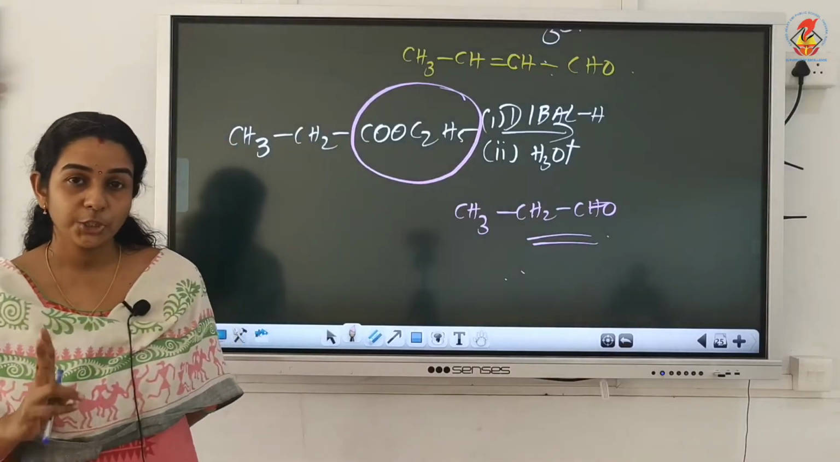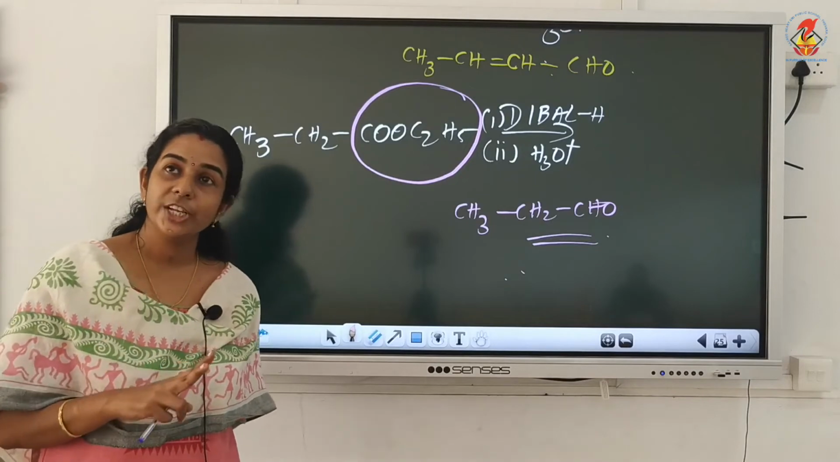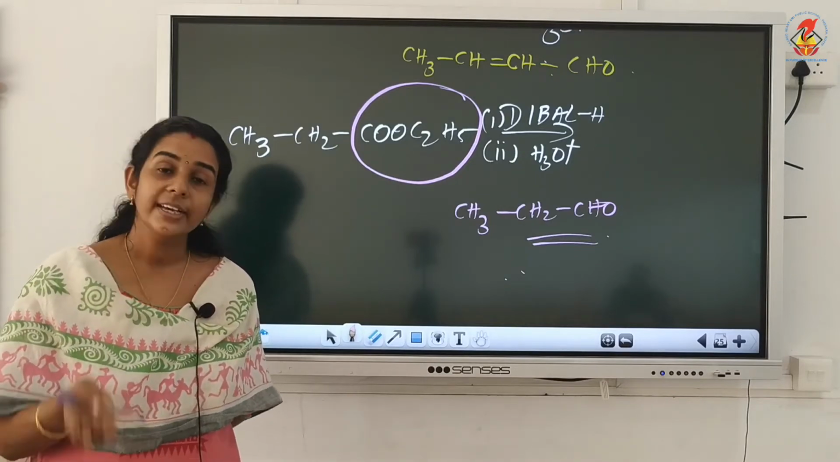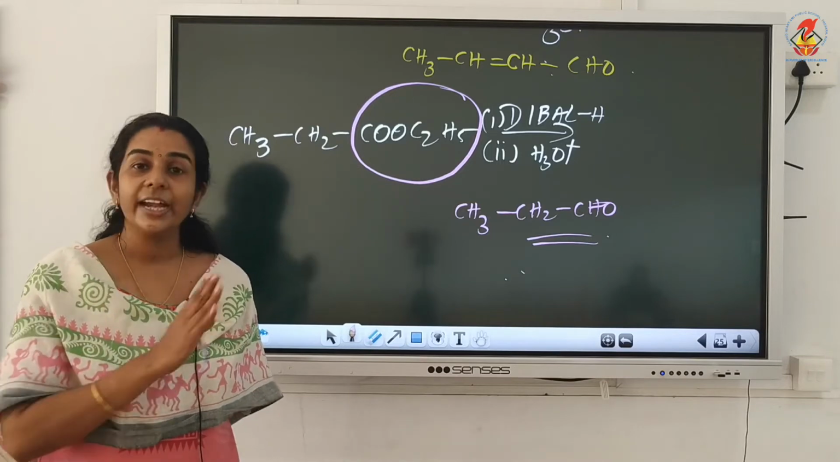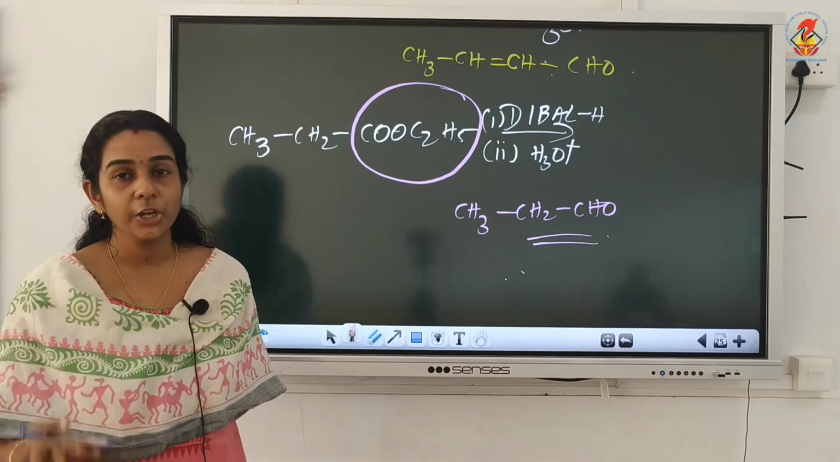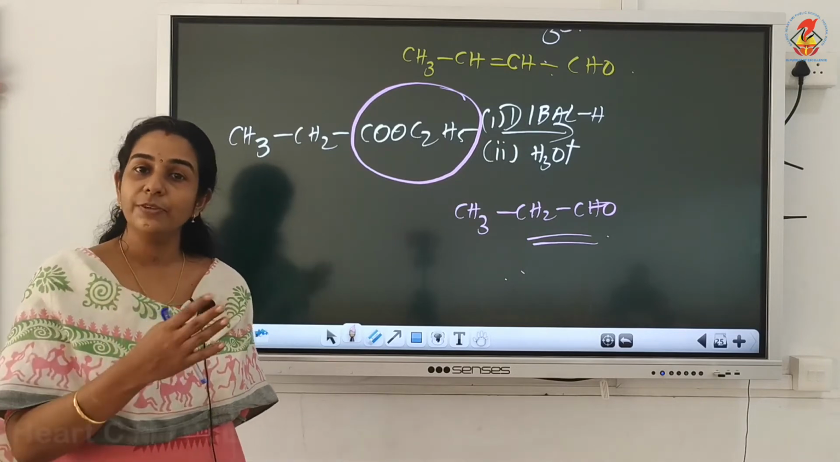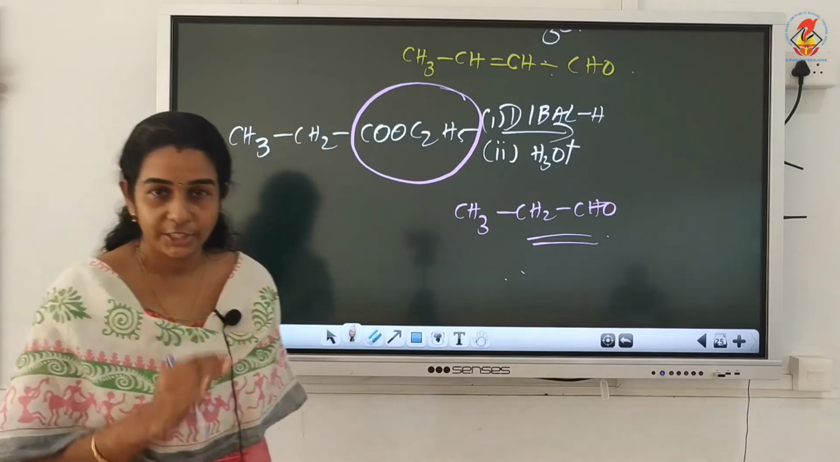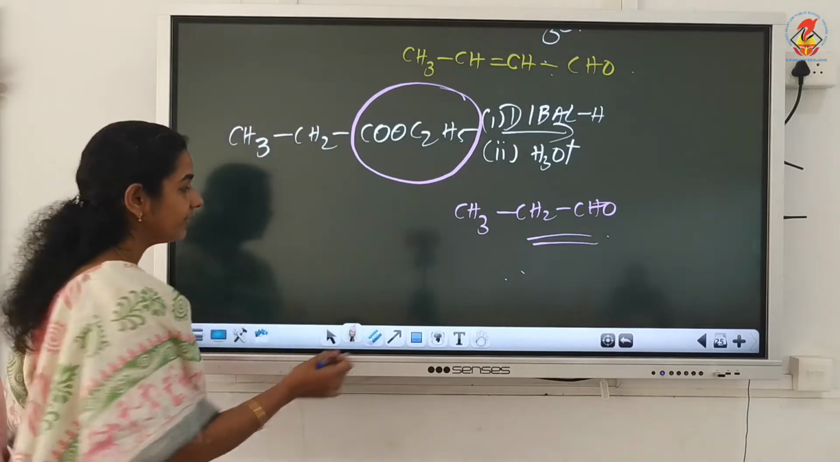Okay, so remember 2 points. DIBAL-H can be used to convert esters to aldehydes and cyanides to aldehydes, and during this reduction method, if there is any other functional group present, especially any double bond or triple bond, it will remain unaffected.